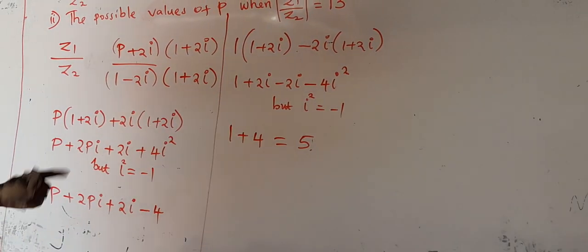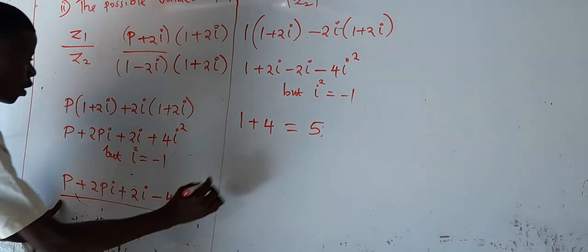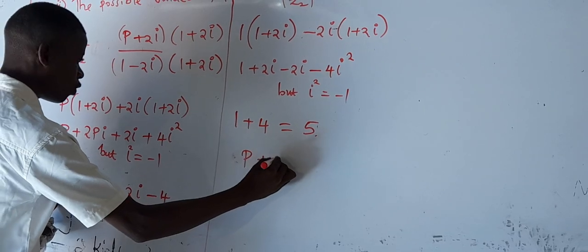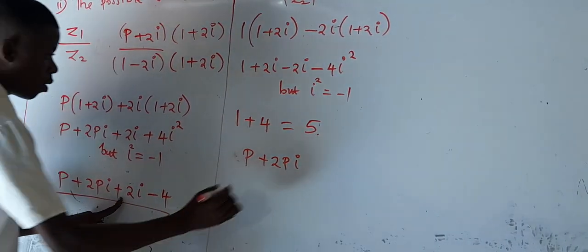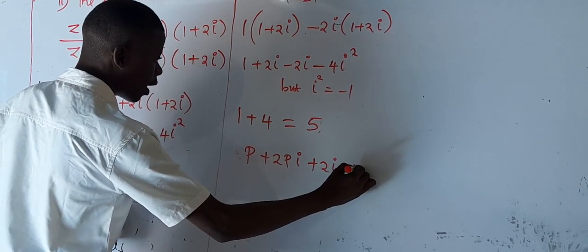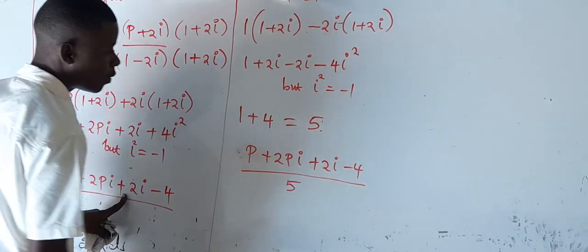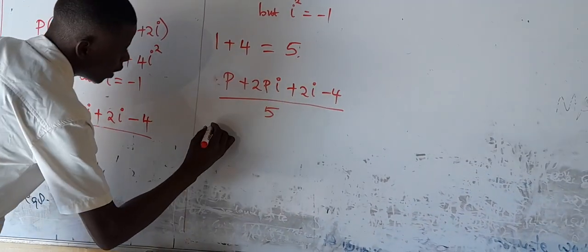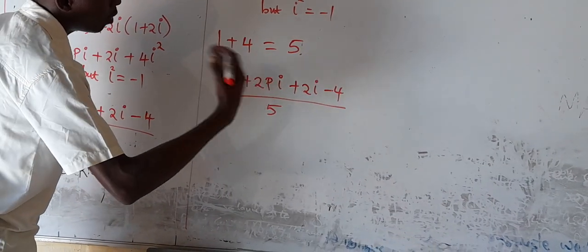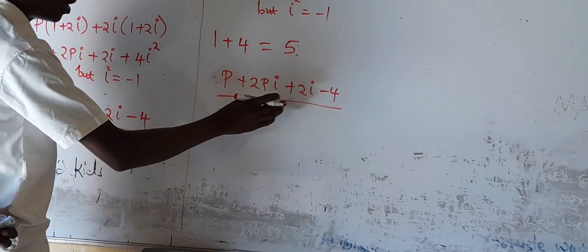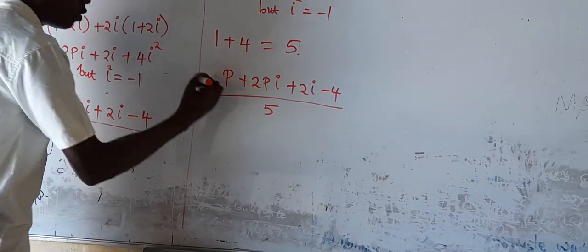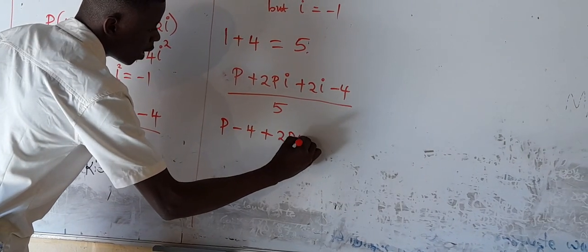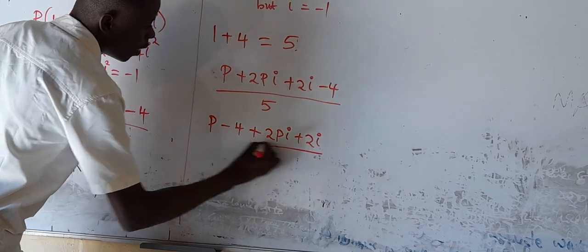So let us now write the numerator over the denominator. Our numerator is this one here, p plus 2pi plus 2i minus 4, over 5. So let us collect like terms. Those with i, we collect them as like terms, and those without i, we collect them as constants. So it is p minus 4 plus 2pi plus 2i, then over 5.